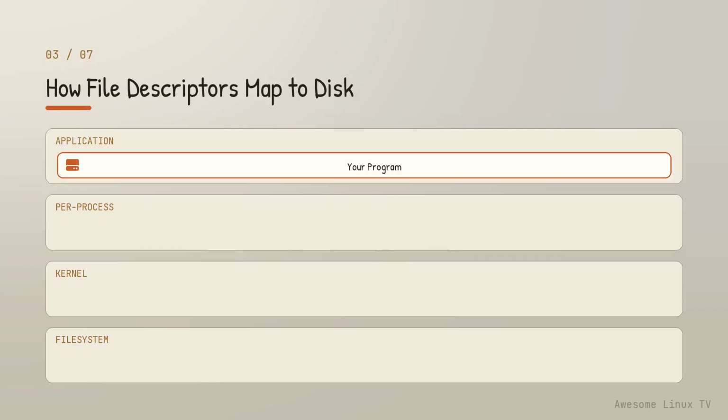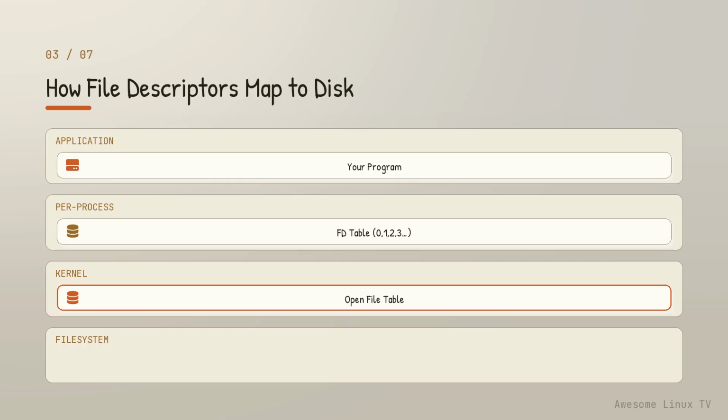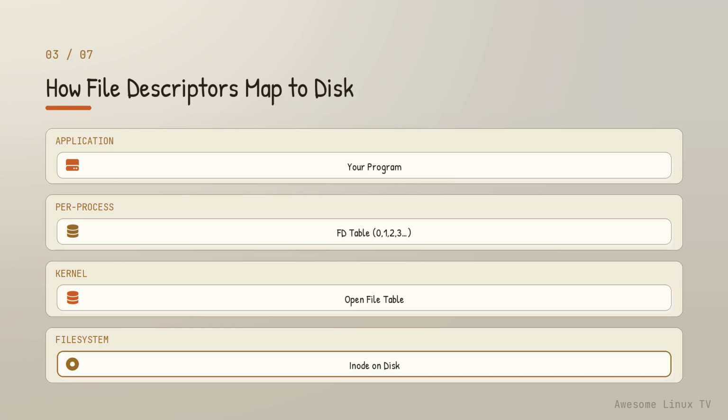Here's the chain. Your program holds a file descriptor number. That number indexes into a per process file descriptor table. Every process has its own. Each entry in that table points to an entry in the kernel's global open file table, which stores the current read-write position and the access mode. That entry points to the actual inode on disk. So read from FD 3 goes through 3 layers of indirection before it touches real bytes. It sounds like a lot, but each lookup is just an array index, fast enough that you never think about it.